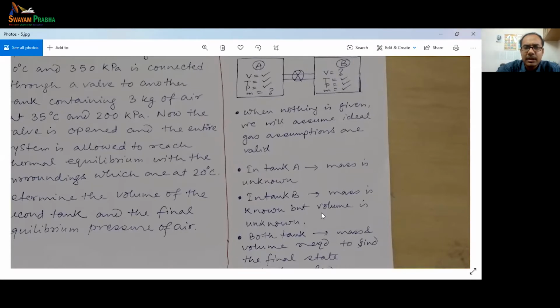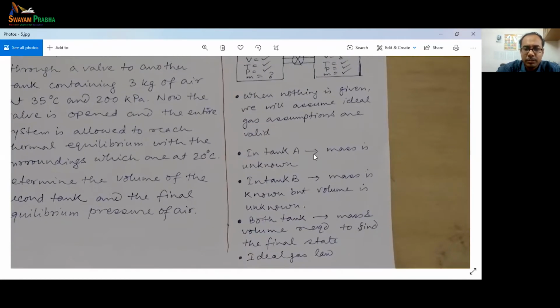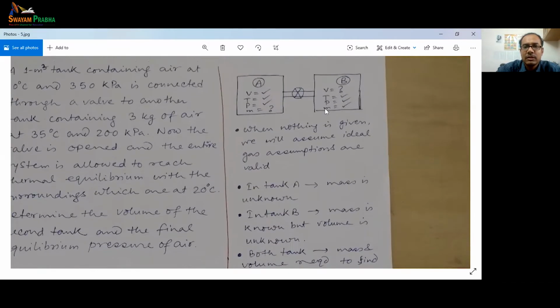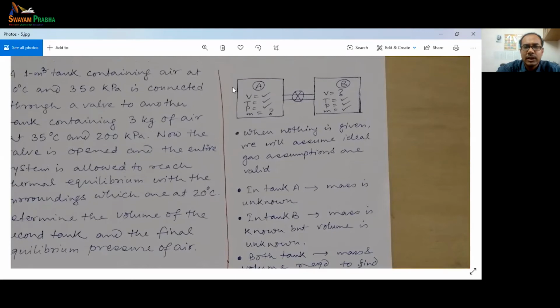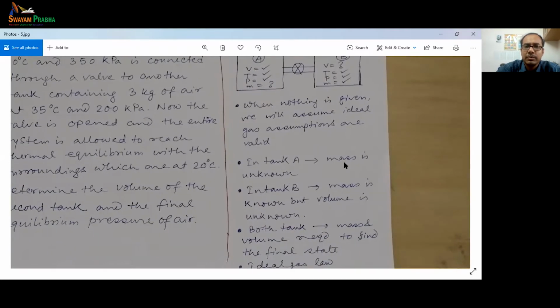And in tank B, the volume is not known, even though the mass is known. Now for both the tanks, mass and volume we require to find out the final state. So all the unknowns here: for tank A, mass is unknown. For tank B, volume is unknown. For both of them, we need to find both mass as well as volume.